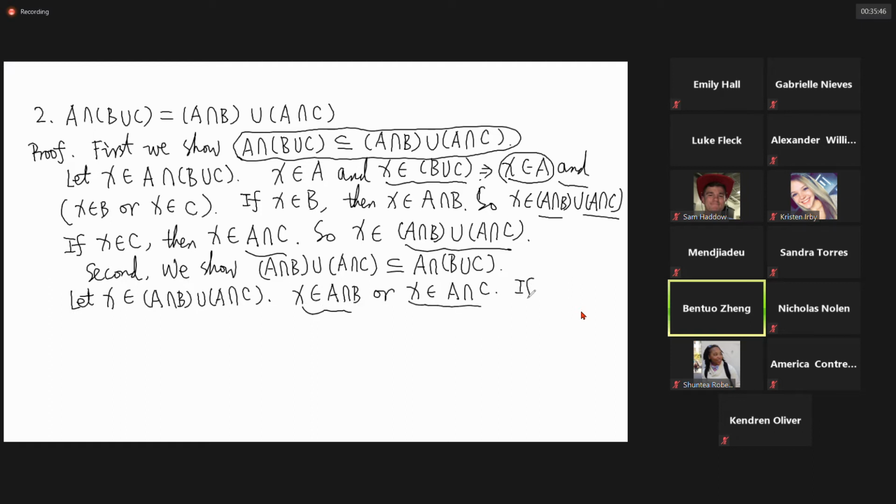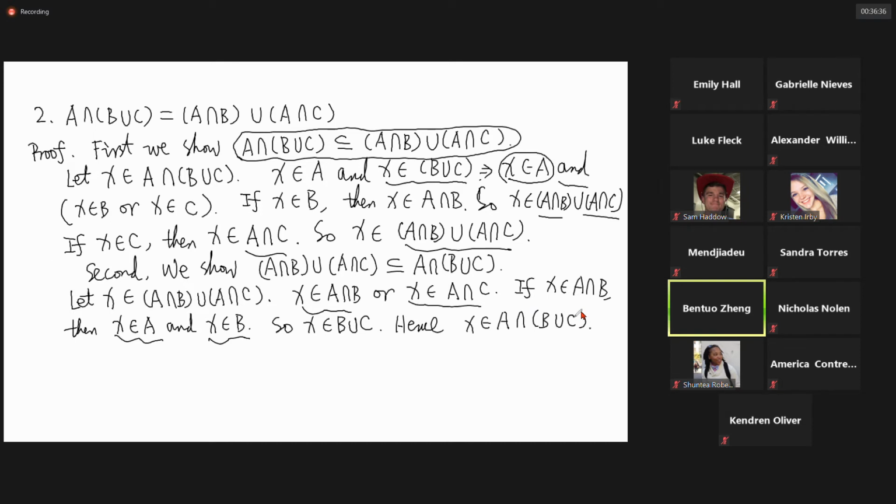So if x is in A intersect B, then x is in A and x is in B. But if x is in B, then x is also in B union C. Okay, B union C is larger than B. And remember x is in A, so you get x is in A intersect (B union C). Okay, this is the first case, if x is in A intersect B.